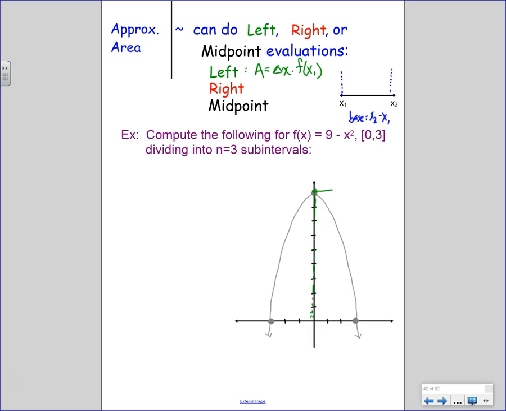We're going to get back to this in just a second, but what do you think is going to change for this little representative subinterval? What's going to change when you go to do the right? Do I still have the same base? Yeah, the same delta x, no big deal. But what am I going to plug into my function this time? x2.